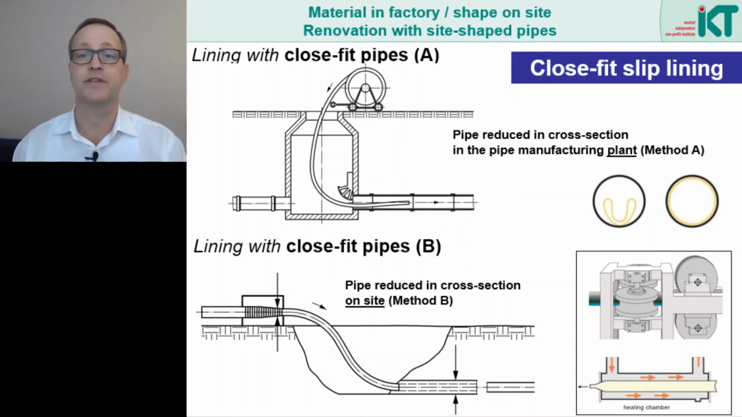Below we see the second method of the close-fit process. Here the pipe is drawn through rollers under the influence of temperature, and in this way the cross-section is reduced. After being pulled into the old pipe, the pipe is relieved again and expands to the original dimension.